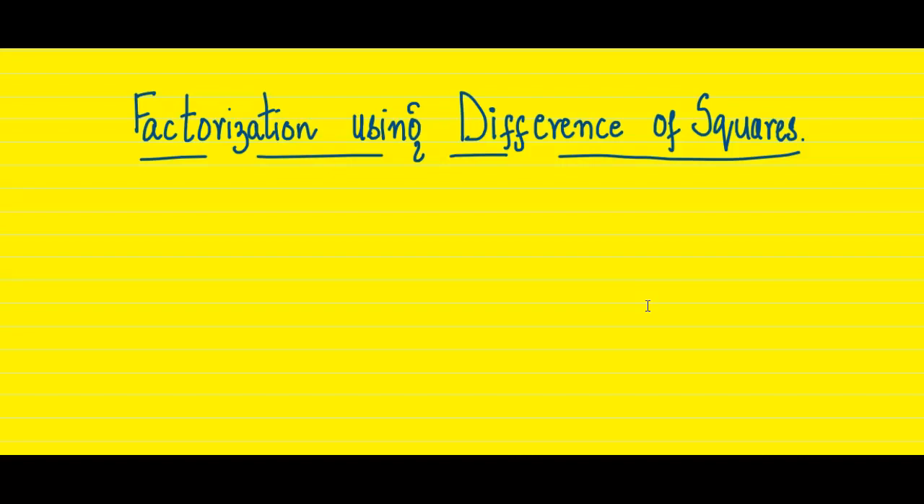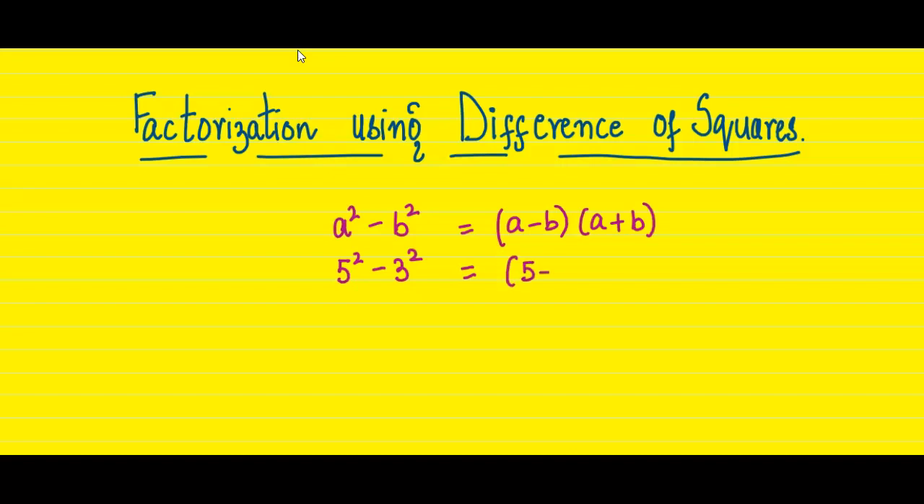You know that whenever we have the expression a square minus b square, you can split it into the factors (a minus b) into (a plus b). So what does it actually mean? It means that whenever you take the difference of two squares, for example 5 square minus 3 square, you can find its answer by simply multiplying the difference of the numbers 5 and 3 into the sum of the numbers 5 and 3. So it will be equal to 2 times 8, which is 16.